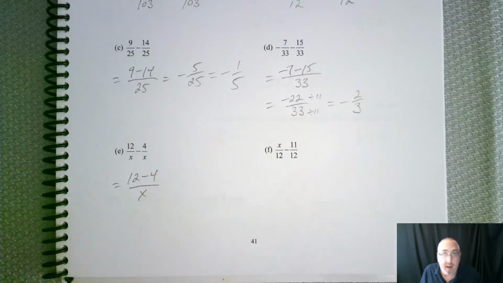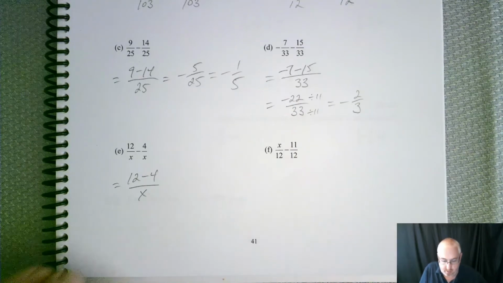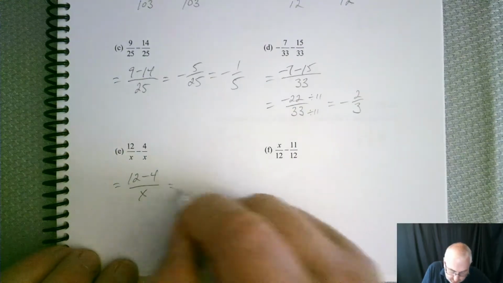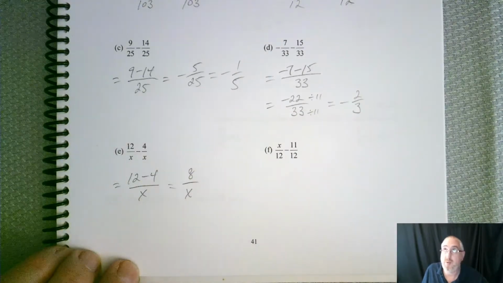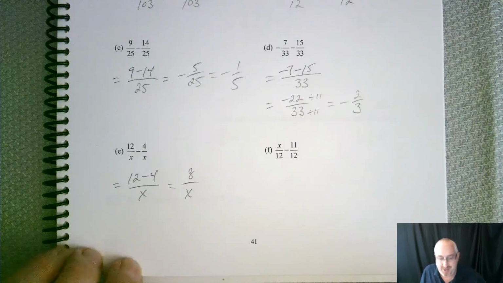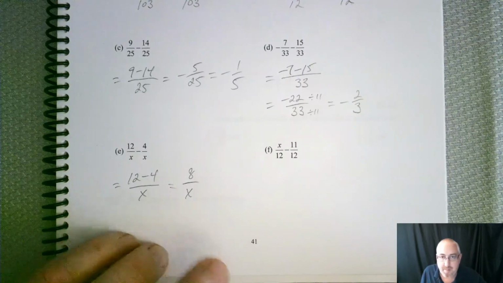Remember, you don't combine the bottoms at all. You just carry it, whatever it is. So that's what we're going to do here. And so now 12 minus 4 is 8. So that should be your answer, 8 over x.